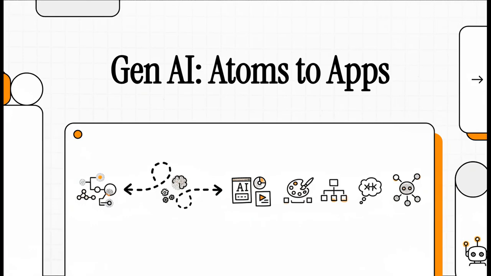Generative AI, it's just everywhere, right? It feels like it's changing everything about how we create, how we work, even how we think. But have you ever stopped to wonder, how does it actually work? What's going on under the hood? Well, it turns out it's not just magic. There's a really fascinating system behind it all.